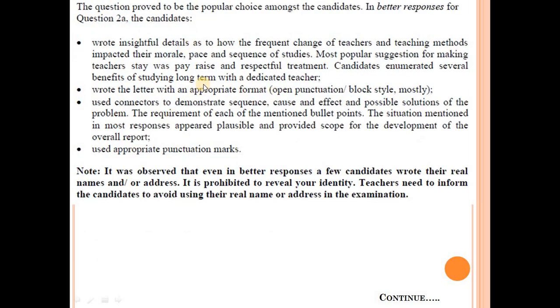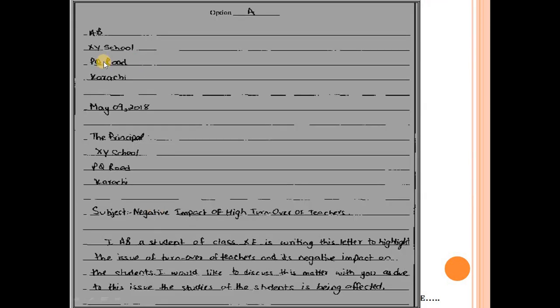These are further instructions. You can pause the video and read these instructions. This will help you a lot. I have taken both better responses and weaker responses from the e-marking of the 2018 past paper. At the very beginning of the letter, as I have already discussed, two addresses are written. The first address belongs to the student, the second address belongs to the person you are writing to. In between these two addresses, you are supposed to write the date of the letter.